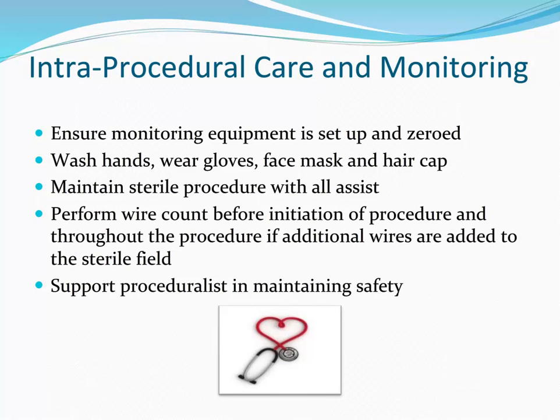Like we talked about in our first tutorial, these intra-procedural interventions are largely targeted at maintaining sterility and safety. Start by making sure you have everything you need for the procedure in the room, including any monitoring equipment and a CVL dressing kit. Then wash your hands for a minimum of 15 seconds, like scrubbing the hub. Then put on cap, mask, and gloves. Maintain sterile procedure with all assists.